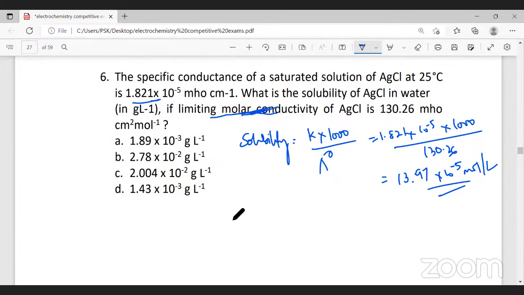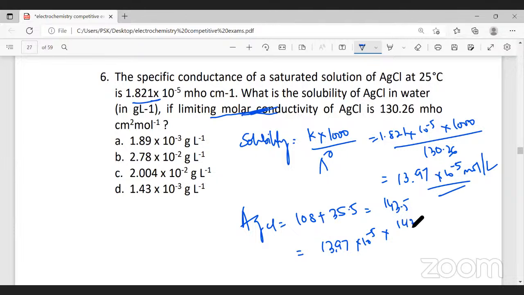Since we want gram per liter, we have to multiply it by its molecular mass. So for silver chloride, the molecular mass is 108, the atomic mass of silver, plus 35.5, the atomic mass of chlorine. So it is 143.5. Therefore, 13.97 into 10 to the power minus 5 into 143.5 will give you 2.004 into 10 to the power minus 2 gram per liter. Therefore, the answer for this question is option C.